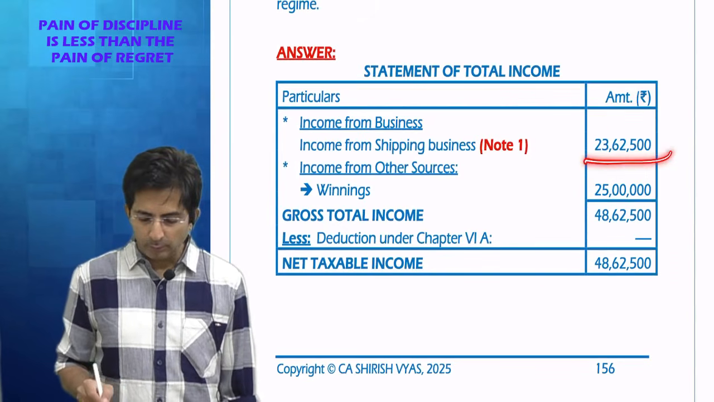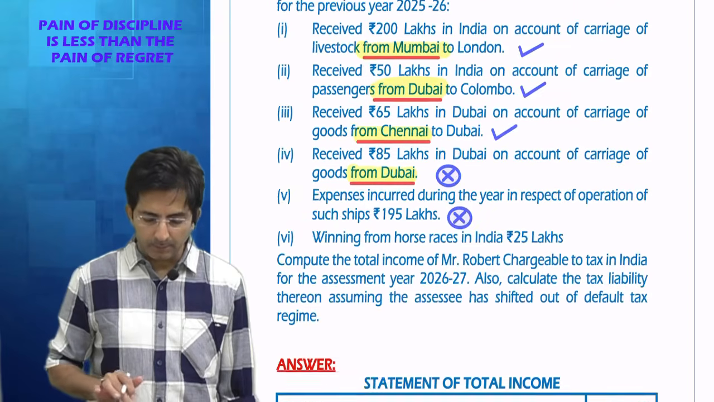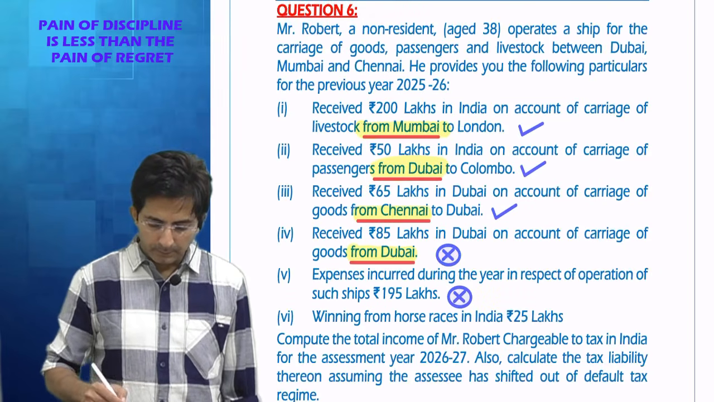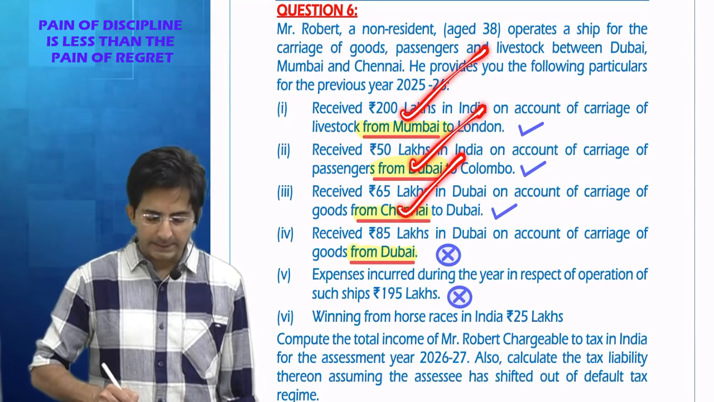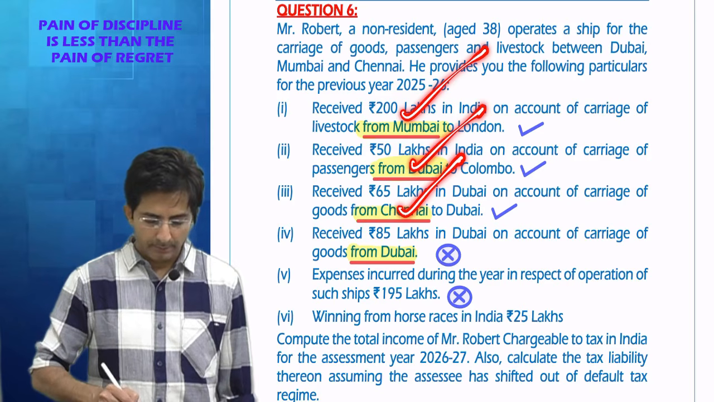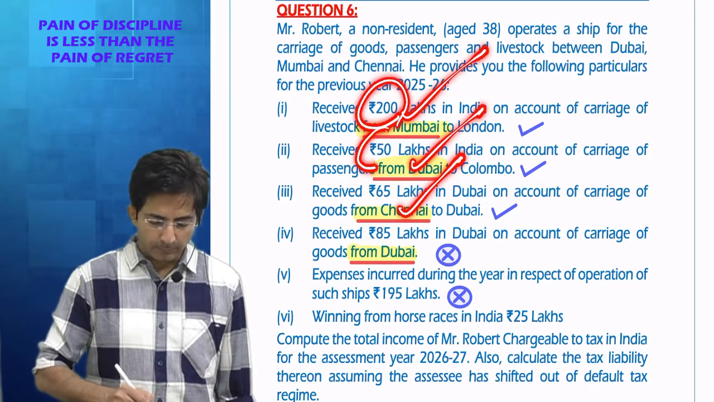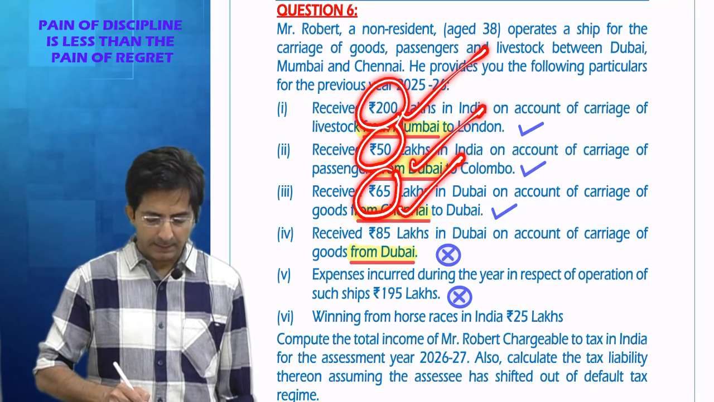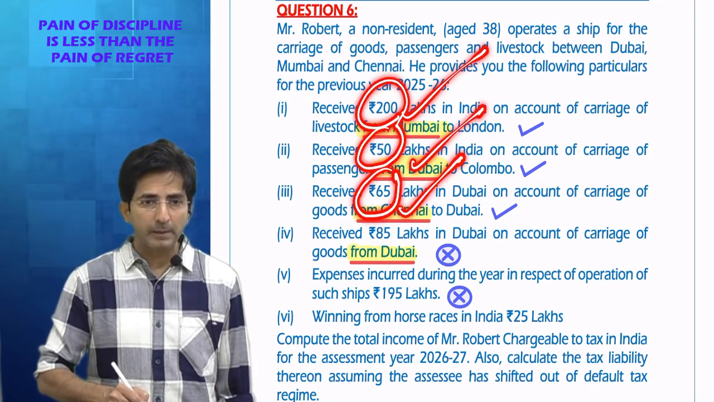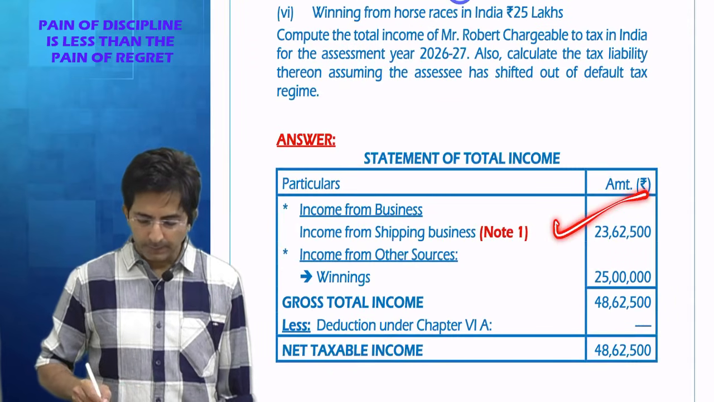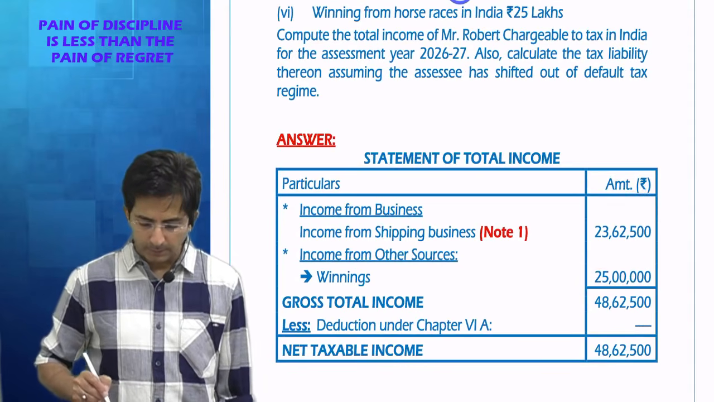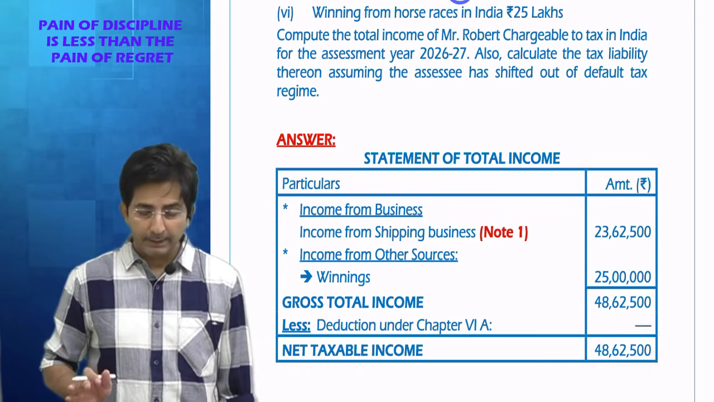And how did I calculate PGBP? How did I get this amount? Simple. These 3 amounts you added and you have taken 7.5% of that. 200 lakhs plus 50 lakhs plus 65 lakhs. Add all these 3 amounts, multiply by 7.5%. That comes to how much? 23,62,500. Income from other sources, winnings. So GTI this much, NTI this much. Okay. And then tax calculation.